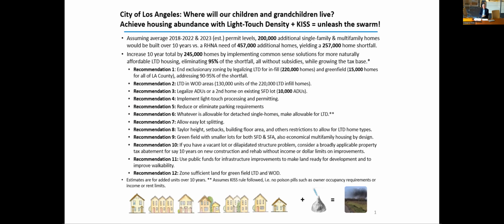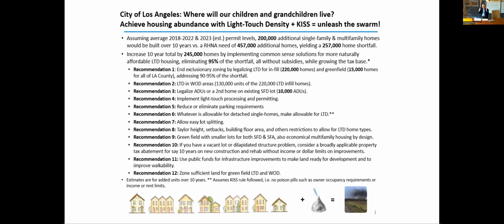LA's been building at about 20,000 a year in terms of single family and multifamily homes. So over 10 years, that would be 200,000. The Regional Housing Needs Assessment of the state of California says LA County needs 457,000, yielding a shortfall of about 257,000. So we then go through and say, well, what could we do with light touch density? Well, first recommendation is end exclusionary zoning by legalizing light touch density infill. That's 220,000 homes over 10 years. You get another 15,000 homes. That's for the entire county. Whatever the percentage would be for LA City.